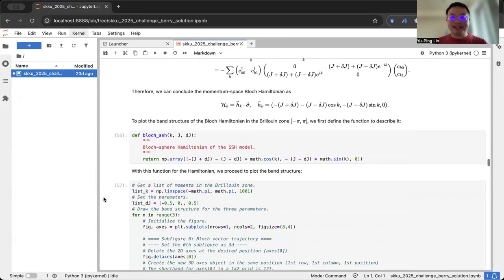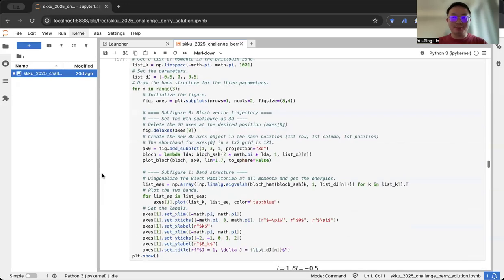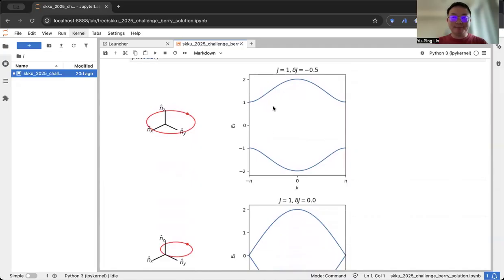If we diagonalize the Bloch Hamiltonian, we can find the band structure in the momentum space, and you can see the band structure like this. If delta J is negative, then the trajectory of the Bloch vector within the momentum space will enclose the origin of the two-dimensional momentum space. As we saw previously, in three-dimensional parameter space, the origin can be thought of as the monopole of the Berry curvature. In a two-dimensional case, the origin is actually a vortex of the Berry phase.